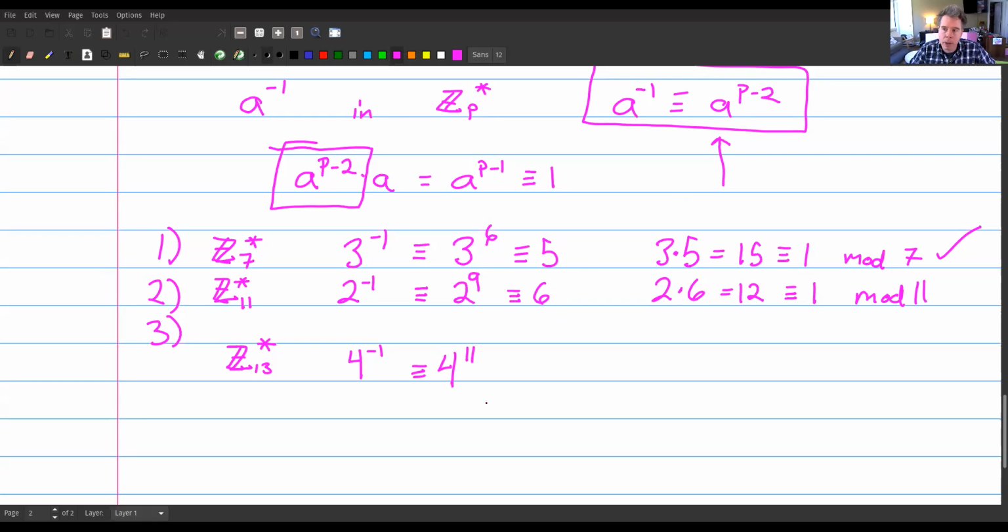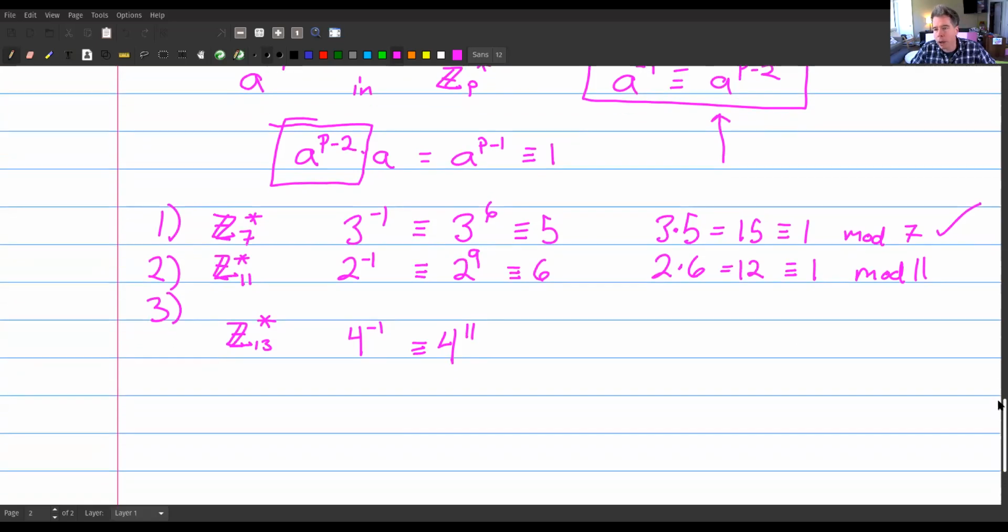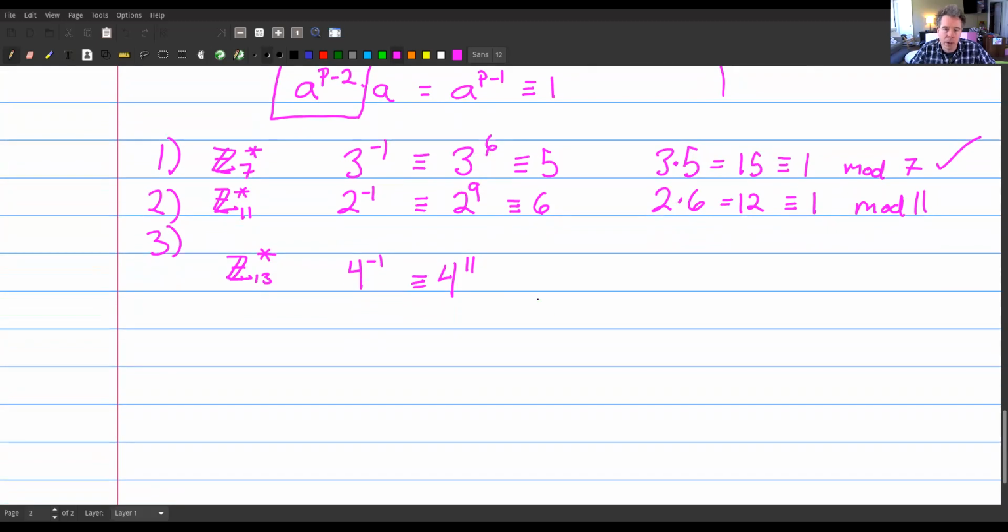4 to the 11th. So you would need like Python or some really big calculator, I guess, to figure this out. Unless you happen to know what 2 to the 22nd power is, which I don't think even computer science majors know. So somebody who might be a real freak. I certainly have no idea. So with the calculator, it turns out that this is 10.